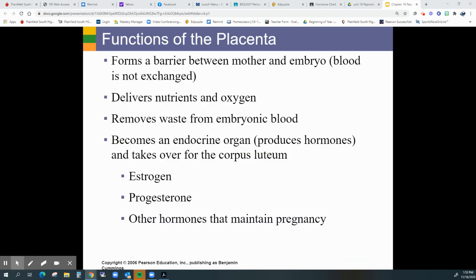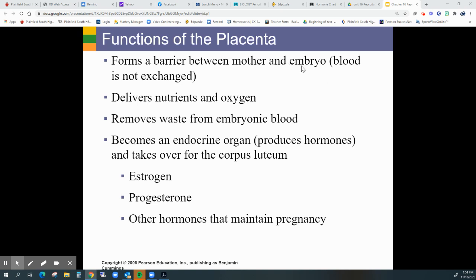Functions of the placenta, those are kind of important. This is what actually forms the barrier between the mom and the baby. There is actually no blood exchange, just nutrients here. So a lot of times if a mother has, say, an infection, unless it can be transferred across this membrane, it doesn't end up in the baby.